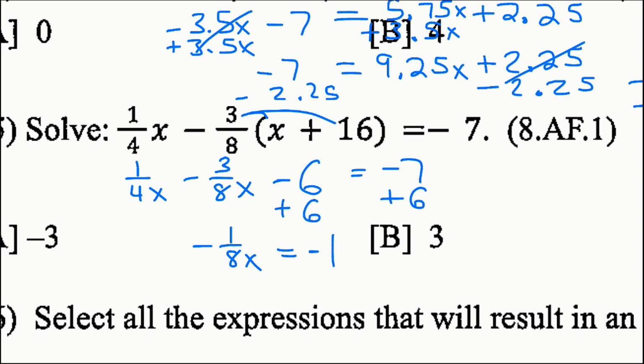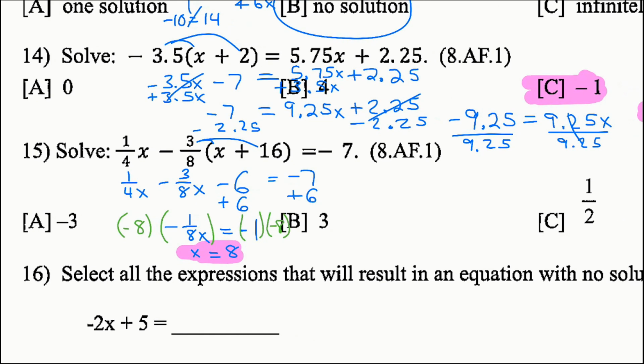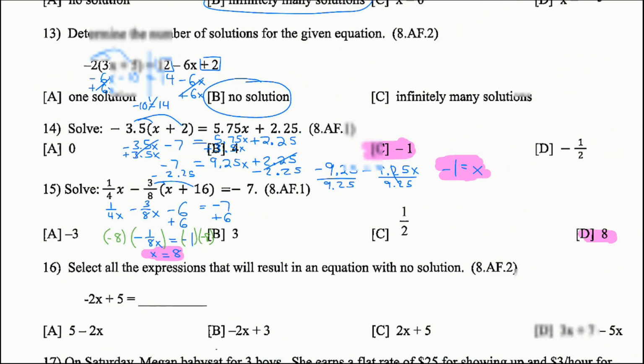From here, I'm actually going to multiply by the reciprocal. You can divide by the coefficient, but I'm going to multiply just for space's sake here. Multiply by -8, and I'm going to get x equals +8. Hopefully we have one of those. Hey, there it is, D, right down there. Okay, there we go.